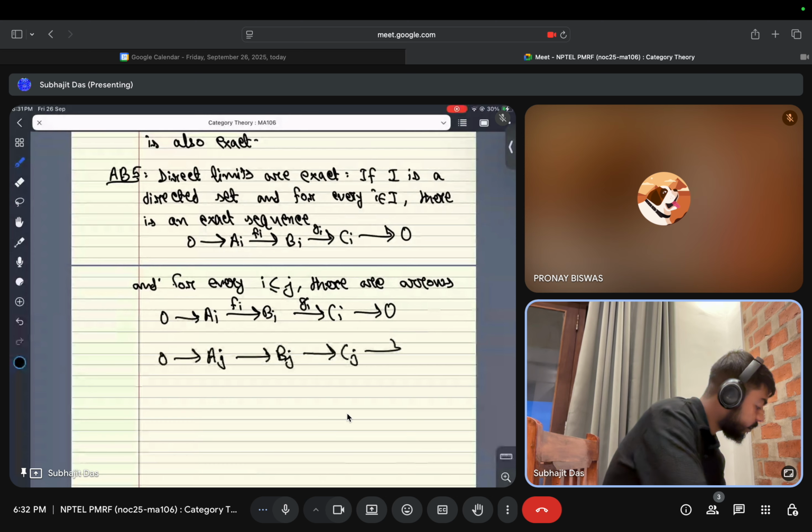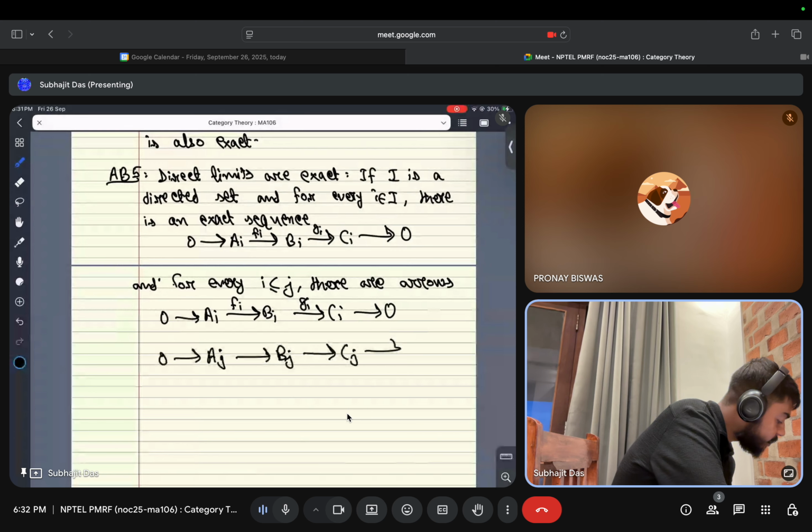Then we have this sequence is exact: the limit over I of AI, the limit over I of BI, the limit over I of CI, then 0, is exact. And these maps are again clear. So let's just write them.